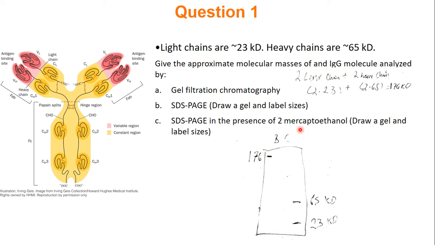While if we have 2-mercaptoethanol or beta-mercaptoethanol, what beta-mercaptoethanol does is that it breaks disulfide bonds. So your light chain and your heavy chain would split from each other, and so we would see two bands. We would see a light chain band at 23 kilodaltons and a heavy chain band at 65 kilodaltons. And remember, for SDS-PAGE, the lighter fragments are at the bottom, the heavier fragments are at the top.